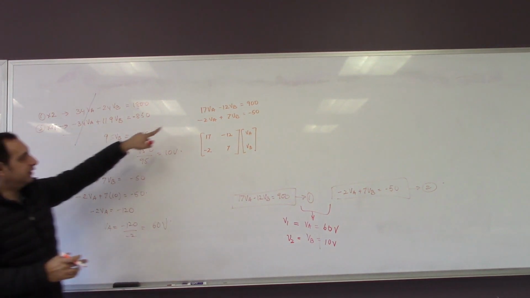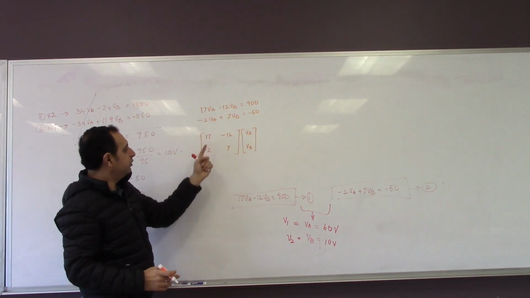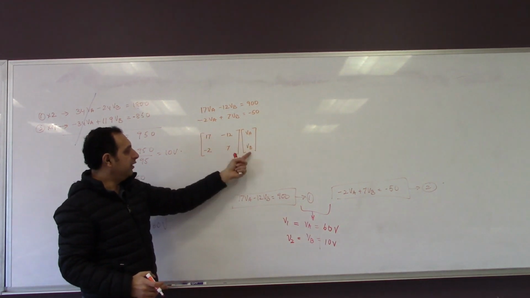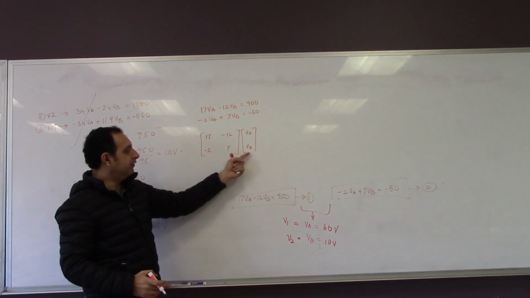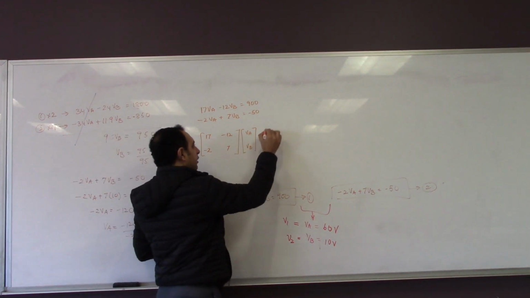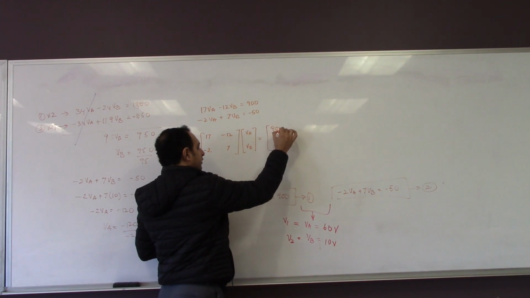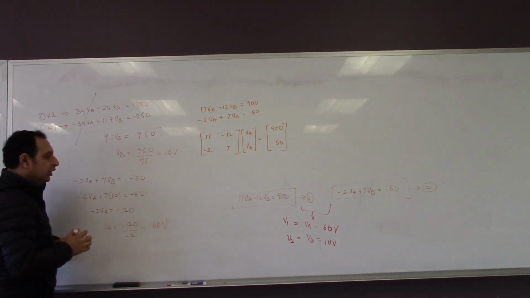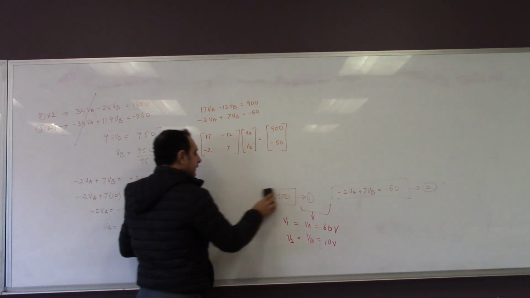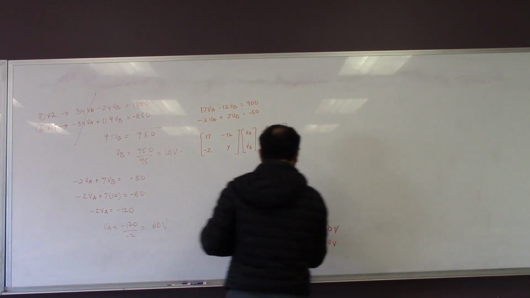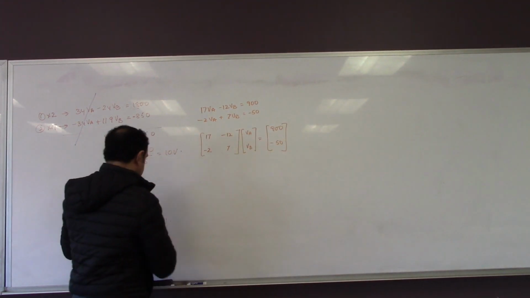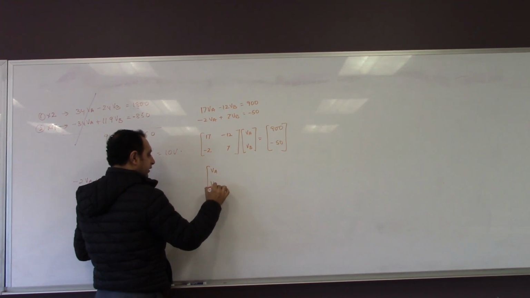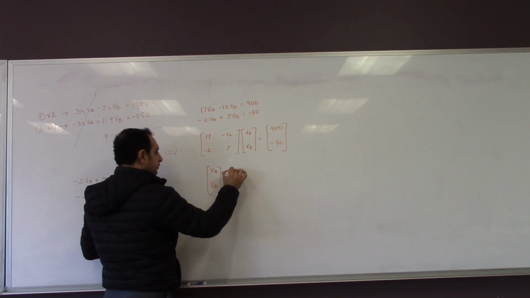That is these two parameters, VA, VB. So when you multiply this, you get back the same thing: 17 VA minus 12 VB, minus 2 VA plus 7 VB, is equal to the constant values. Like that. So if I want to find VA, VB, all I have to do is simply take the inverse of this matrix. So VA, VB will be equal to the inverse times the constants.